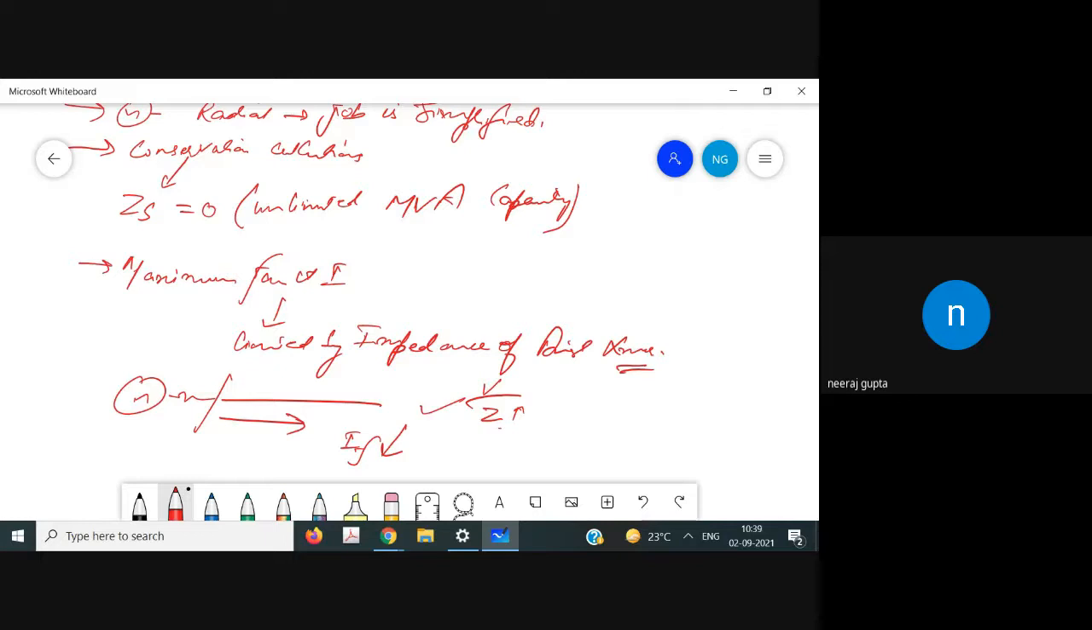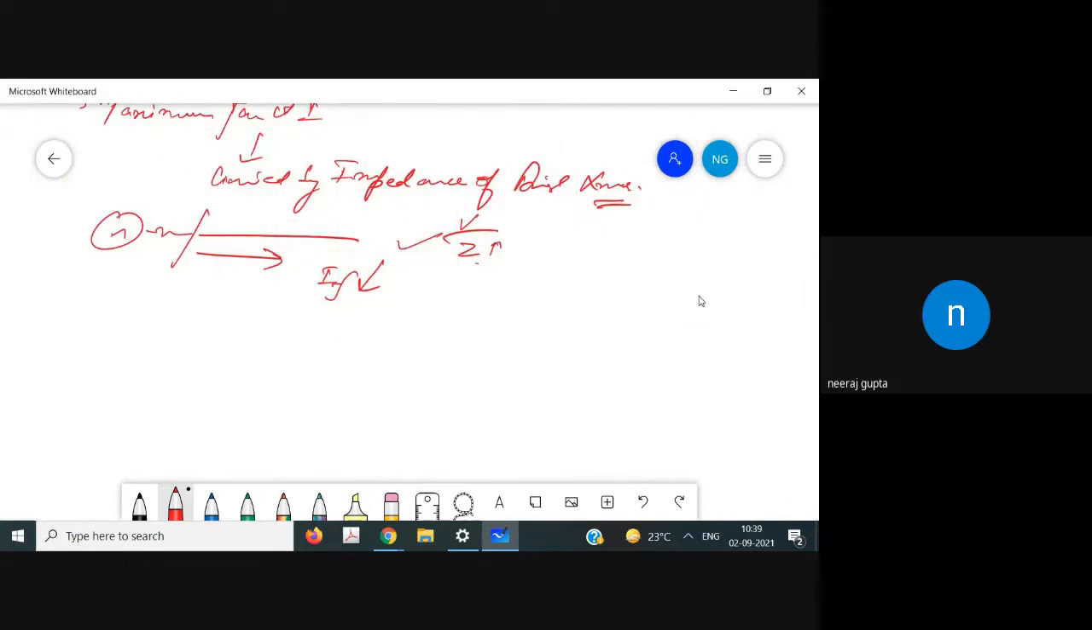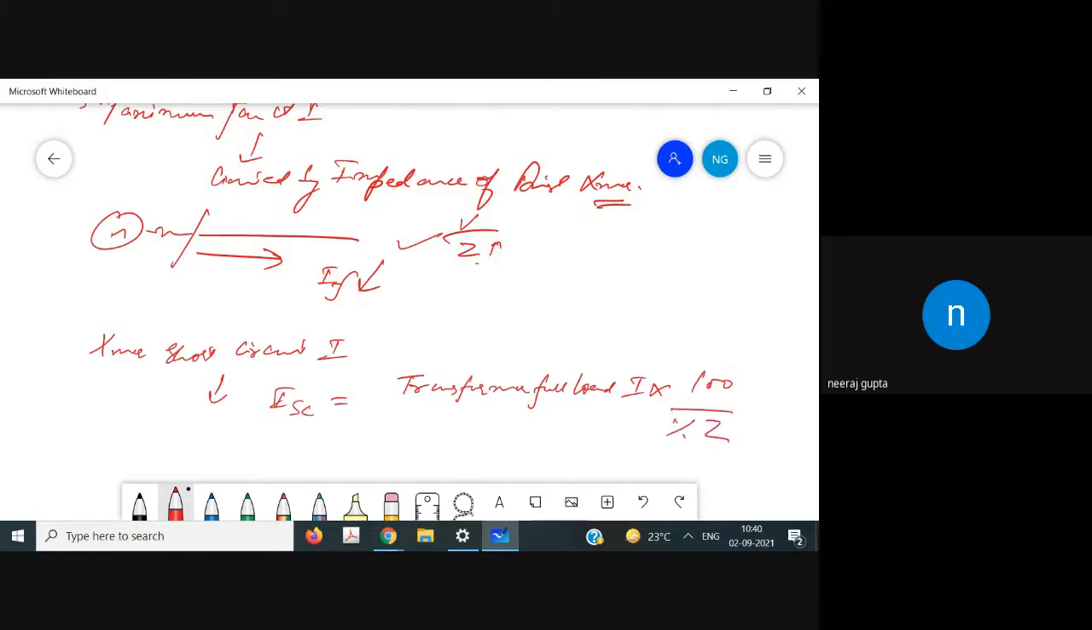So, if you take the case of a transformer short circuit current, it is given by the formula: ISC equals transformer full load current into 100, divided by percentage impedance, that is Z.